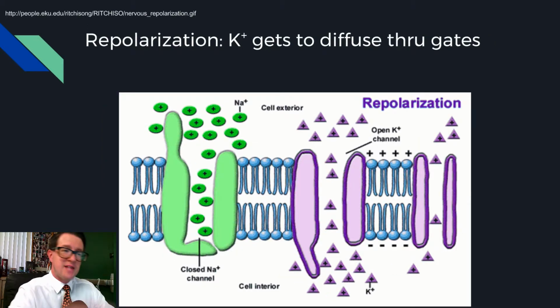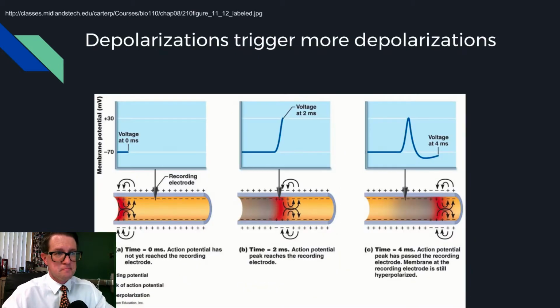The next step is that positive state on the inside of the cell is going to make the sodium gate close, and it's going to make a potassium gate open up. When the potassium gate opens up, potassium ions are going to flood out of the cell because their concentration gradient says leave the cell. When they leave, we're removing positive charges from the inside of the cell, and eventually it's going to come back to being negative again. So we're bringing back our polarization, so we call it being repolarized.